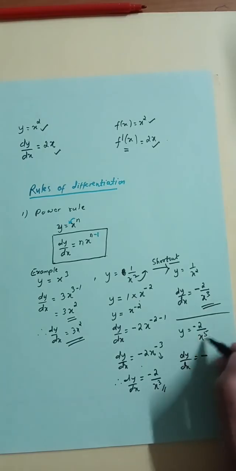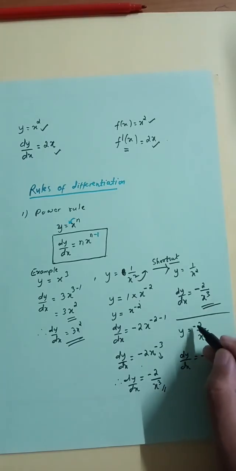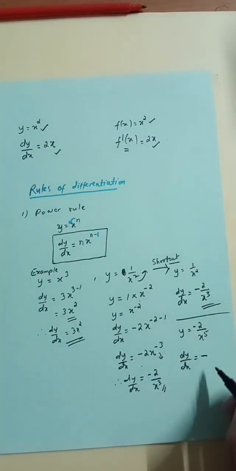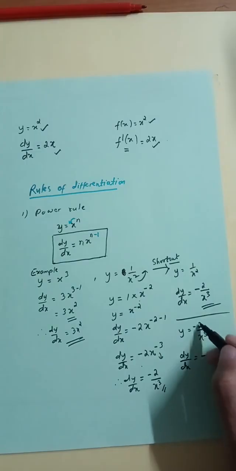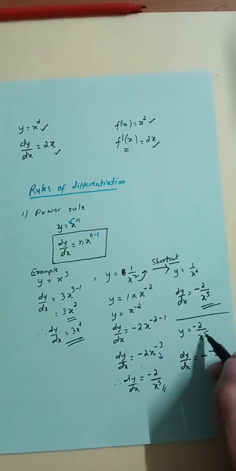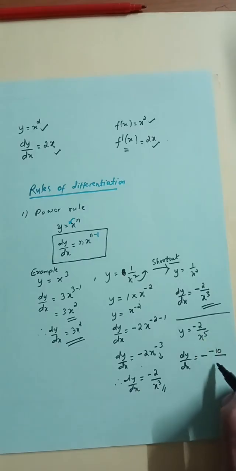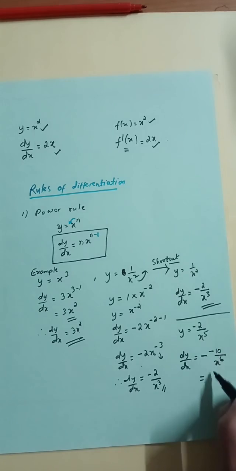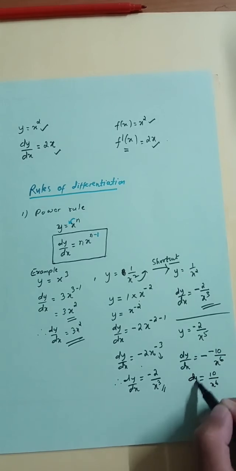Multiply, and the negative will come. So 2 times 5, negative 2 times 5, will give you negative 10 divided by x, and you add to the exponent of x. So 5 plus 1 is 6. Which is equal to, negative will become positive, so 10 over x raised to 6 is your dy over dx.